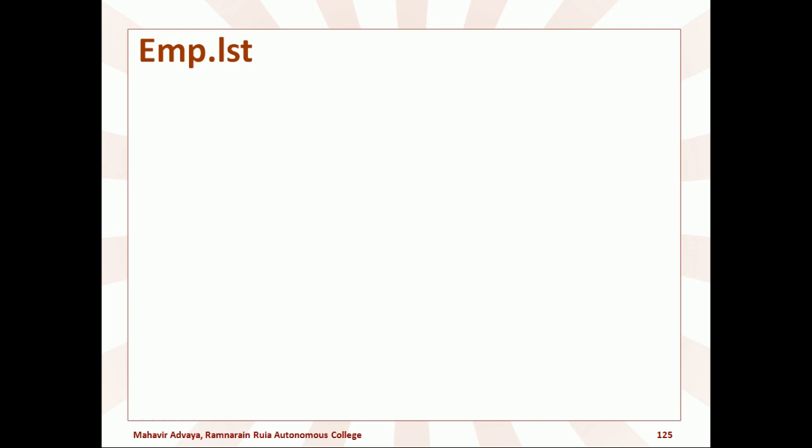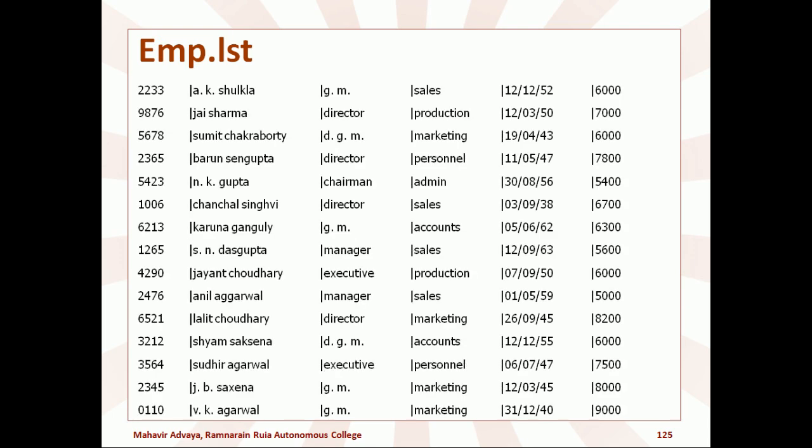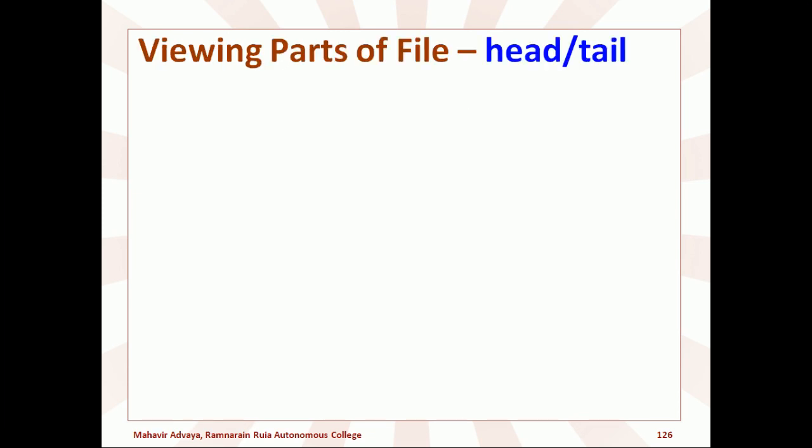To work with filter commands you need to have this data on your machine. The data has already been shared on Google Classroom, and you can download it into your Linux machine and use the same data. This data is the data of employees. We assume they're employee records, and we are going to apply filters on the employee records.